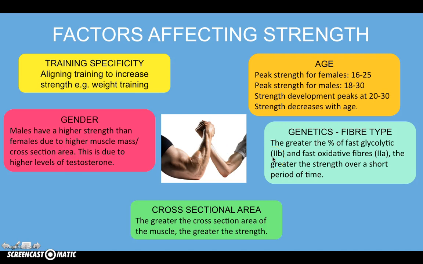Genetics, we're looking at fiber types, muscular fiber types. The greater the percentage of fast glycolytic, i.e. type 2B muscle fibers, and fast oxidative fibers, type 2A, the greater the strength over a short period of time. So, for example, marathon runners do not have high percentages of fast glycolytic or fast oxidative fibers. They have slow oxidative fibers. So that affects our strength.